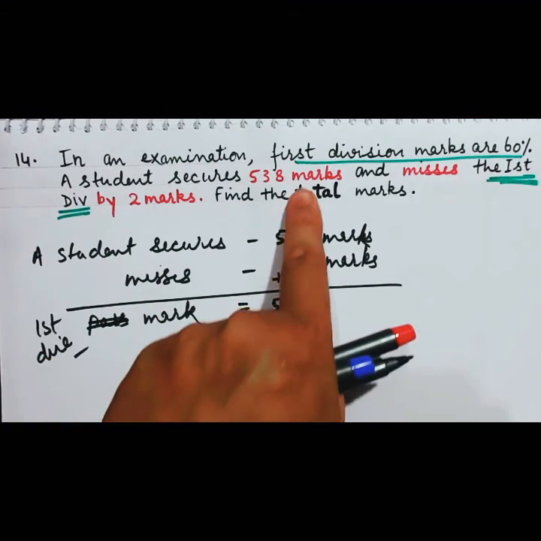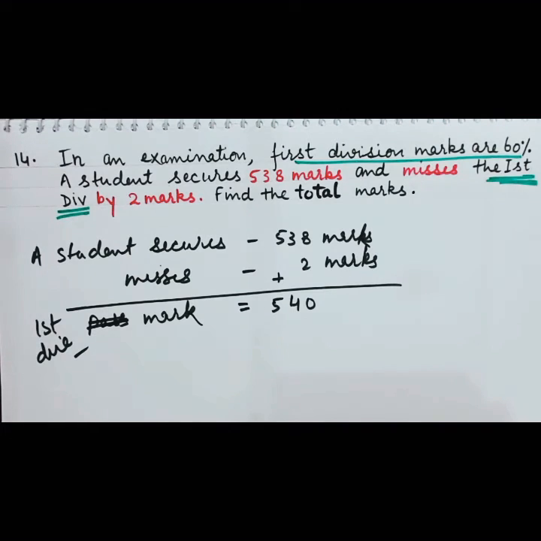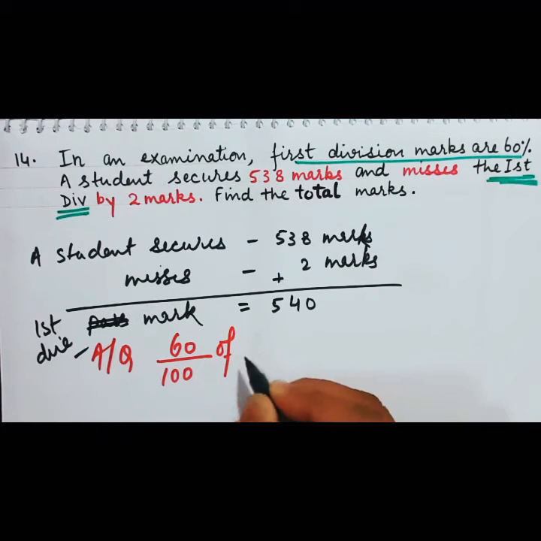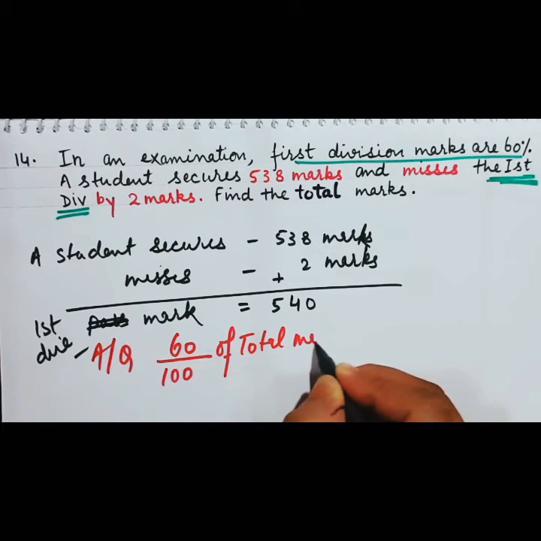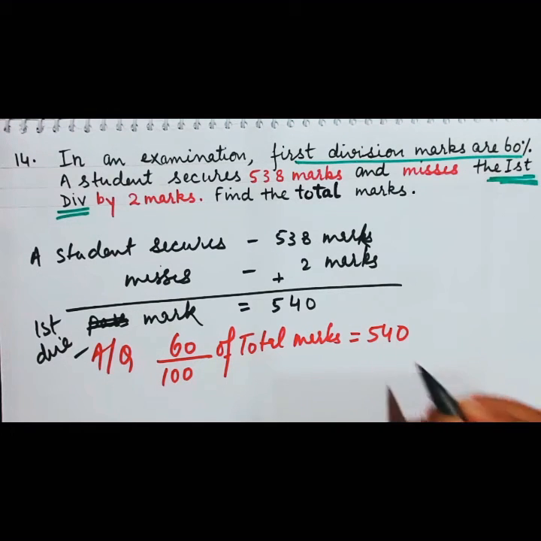And what are they saying? They are saying first division marks are 60% of the total. So according to the question, 60% of total marks is equal to 540. Why? Because this 540 is the first division mark, which means 60% of the total mark is equal to 540.